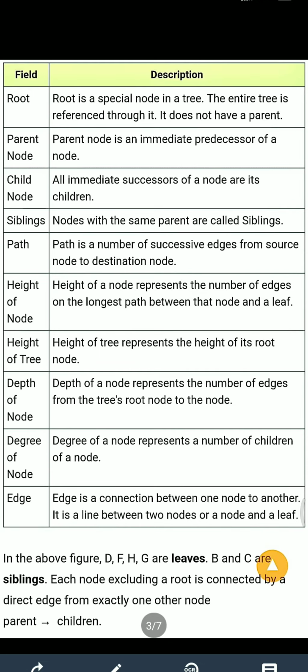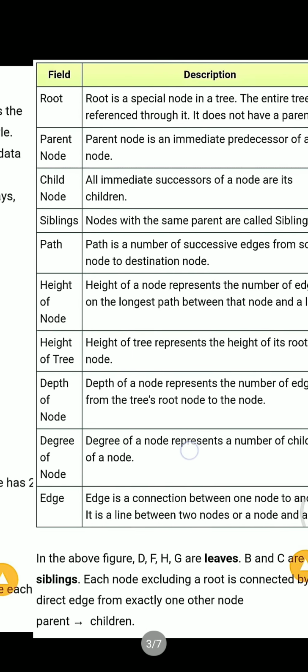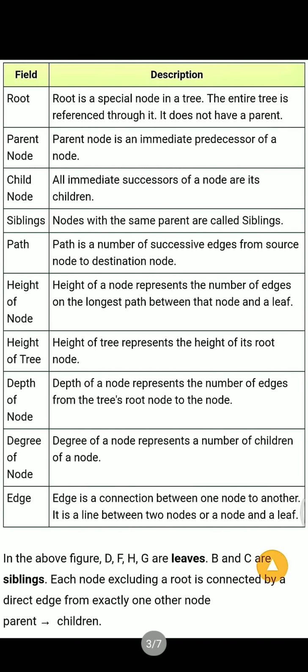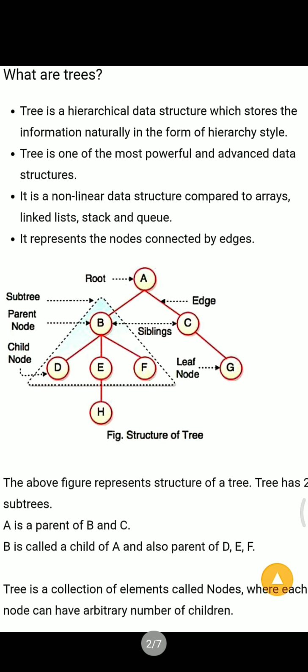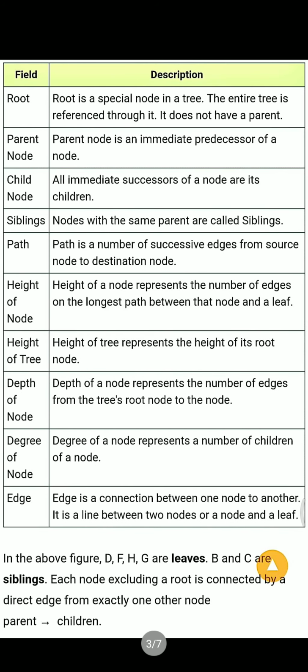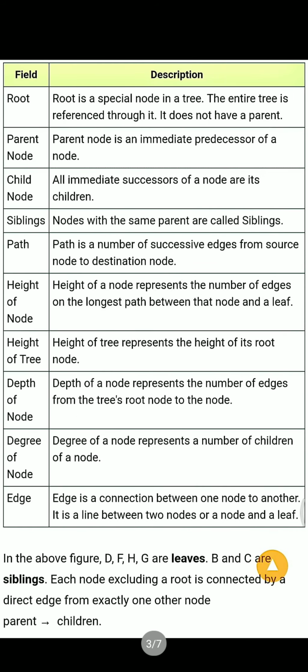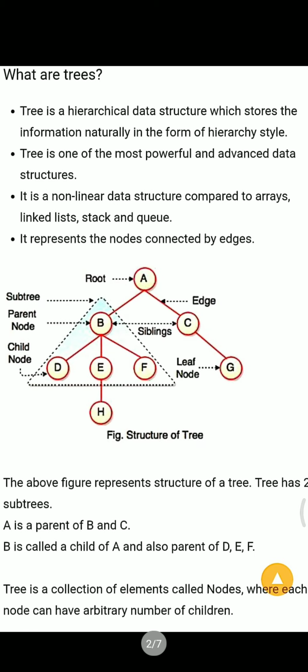See, in the diagram you could see this. D, F, G, H are leaf nodes. Why? Because they don't have any children. And B and C are siblings. You could see that B and C are siblings. Each node, excluding the root, is connected by a direct edge from exactly one other node, that is parent and children. You could see that parent and children, B to D, B to F, C to G.